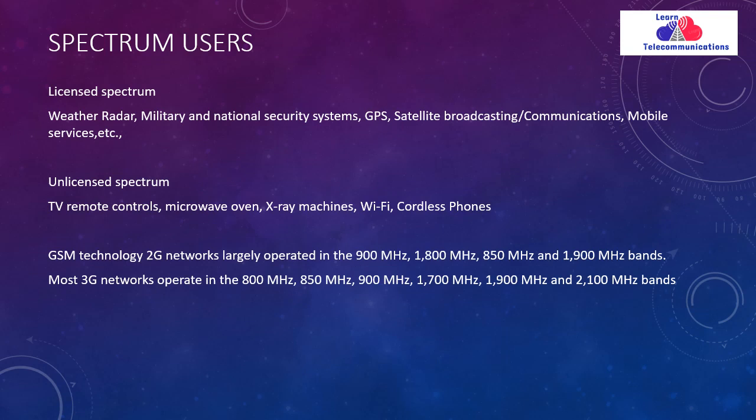In a 2G network where GSM is used, it operates in the ranges 900 megahertz, 800, 850 megahertz, 1800 and 1900, and most of the 3G networks operate in the 800, 850, 900, 1700, 1900 and 2100 megahertz bands.